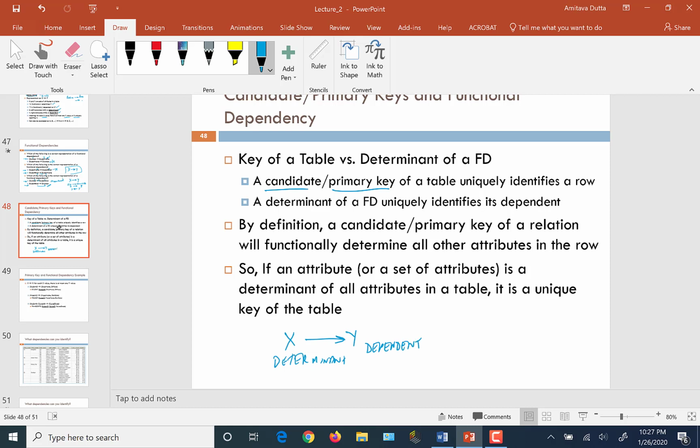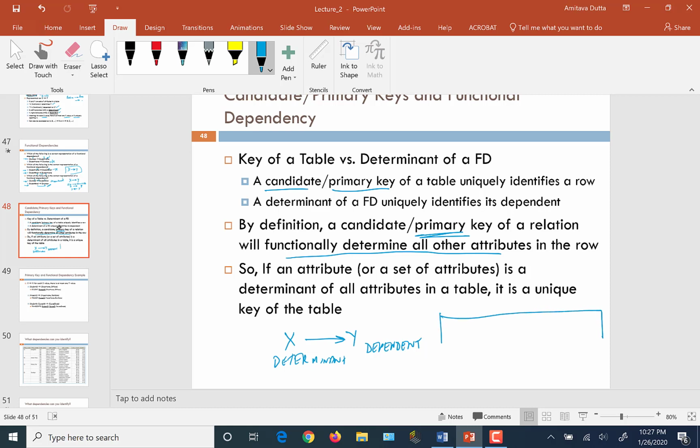Okay, so now that we have all our definitions in order, you can see that a primary key of a relation will functionally determine all other attributes in the row. Why? Because we know from our relational data model that a primary key uniquely identifies every row in a table. What does it mean to uniquely identify a row?